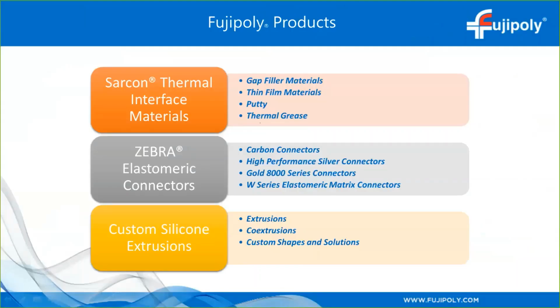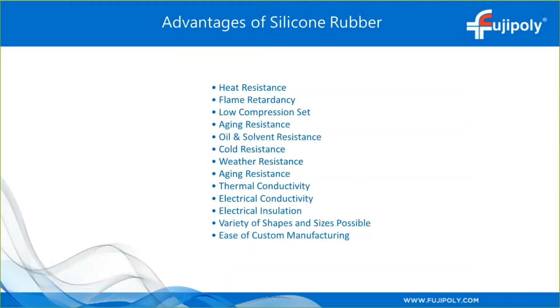Okay, so Fujipoly is a manufacturer of specialty silicone products. Our product line could be broken down into 3 categories. We have our Sarcon thermal interface materials, which will be the primary subject of today's discussion. We have our Zebra elastomeric connectors and our custom silicone extrusions. So why silicone rubber? There are many advantages to working with silicone rubber. It has good heat resistance, flame retardancy, low compression set, thermal conductivity, electrical conductivity, ease of custom manufacturing, among many others.